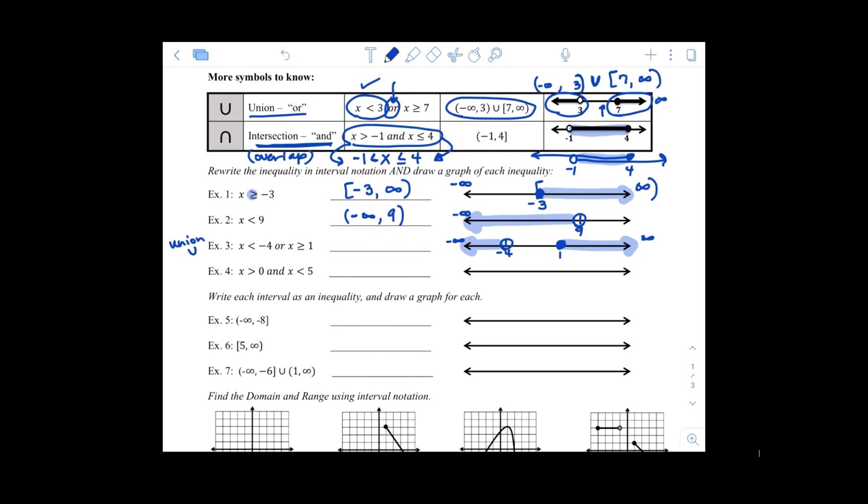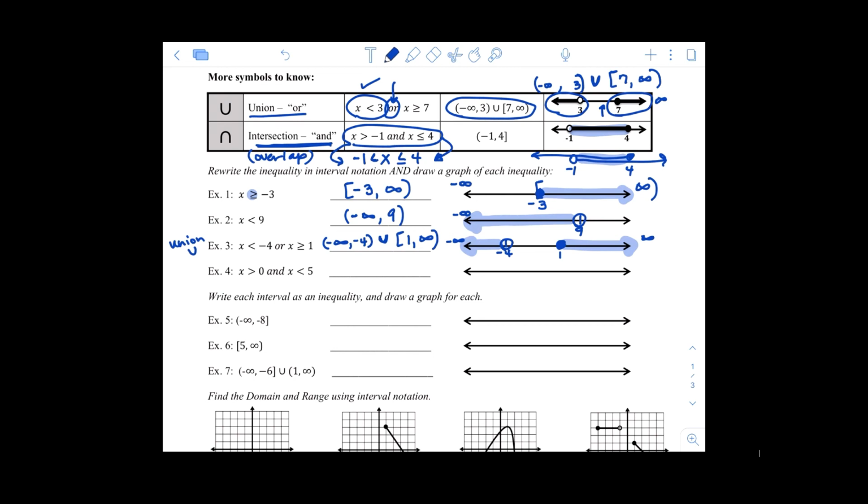So from left to right, we would have negative infinity all the way to negative 4 with a parentheses, because it doesn't have a closed circle, it's open, union, bracket, 1, comma, positive infinity, parentheses. The 1 got the bracket because it was closed. It was included.